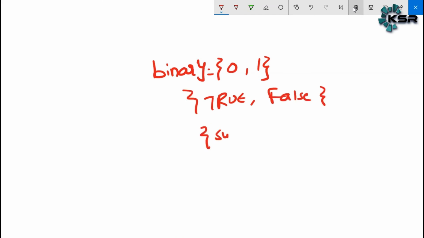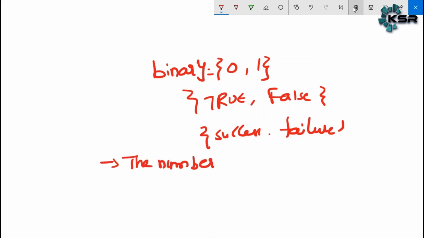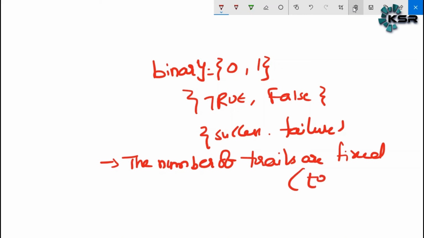Can we say success or failure? Okay, so what are the properties of the binomial distribution? If we discuss the binomial distribution, the number of trials are fixed. If you remember, the first property is that the number of trials are fixed. That means in logistic regression, it is the total number of rows.